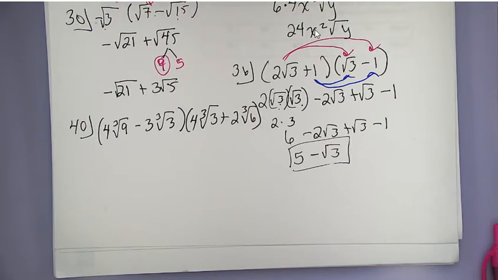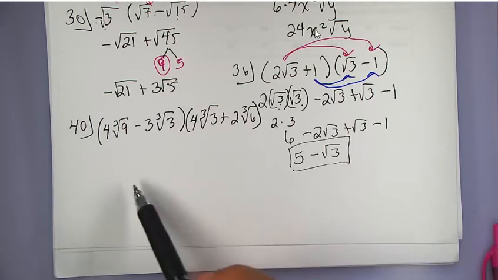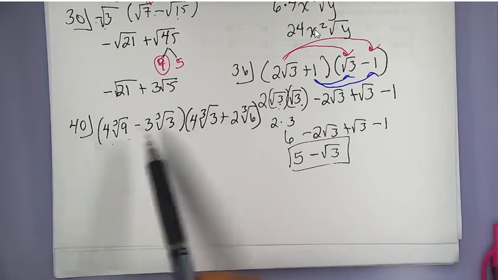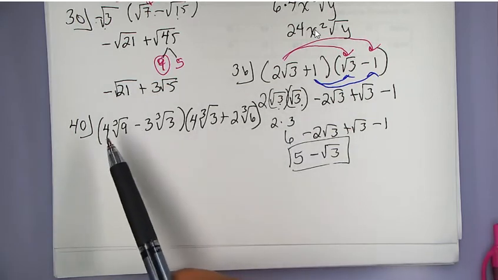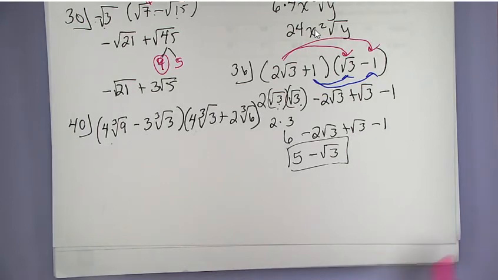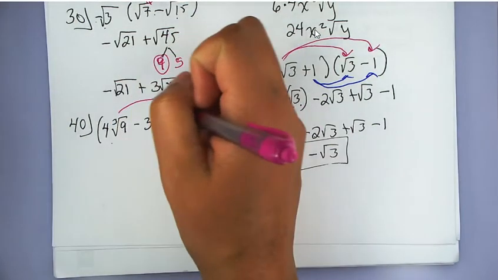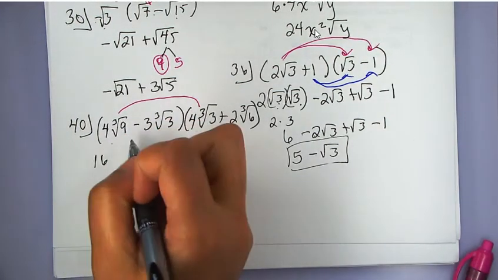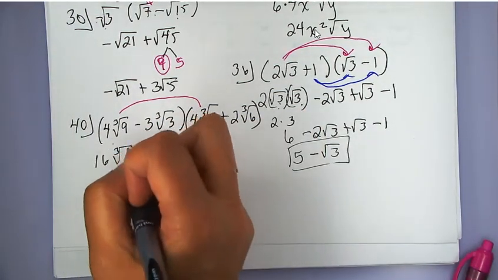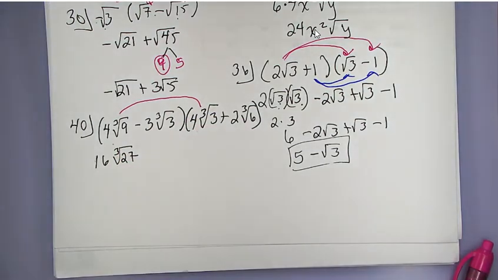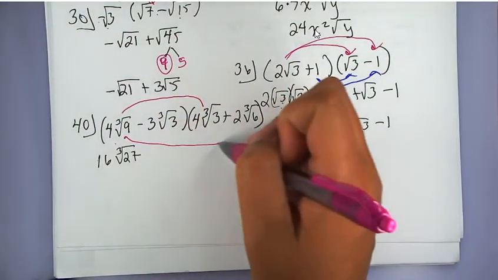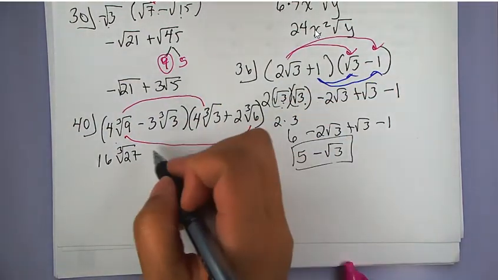So we end up with plus 8 cube root of 9 times 6, which is 54. Then we have inner: minus 12 cube root of 9. And then last, we have minus 6 cube root of 18. So I multiply my numbers first, and then my radicals. I multiplied and combined them because they have the same index. Now let's simplify.